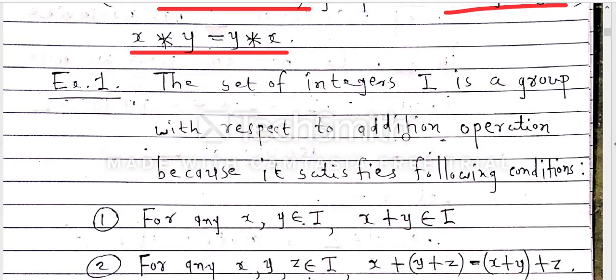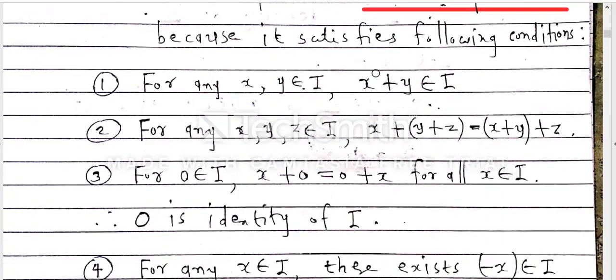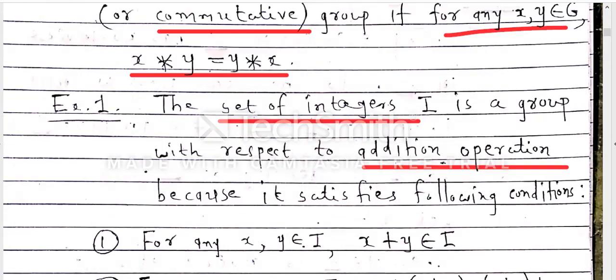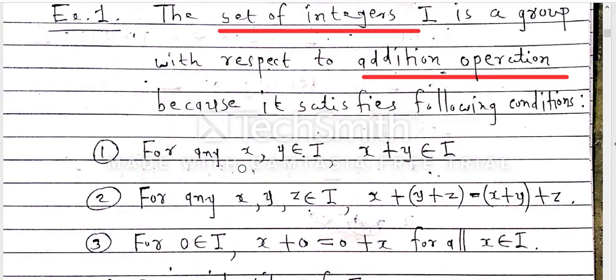As a first example of group we consider the set of integers, and we consider addition operation on the set of integers. This we have already discussed. Addition operation is a binary operation on the set of integers. We know that if we take any two integers, then their addition is again an integer. So for any x, y belongs to I, x plus y is also in I. What is the meaning of this? Addition is a binary operation on the set of integers. So the first condition is satisfied.